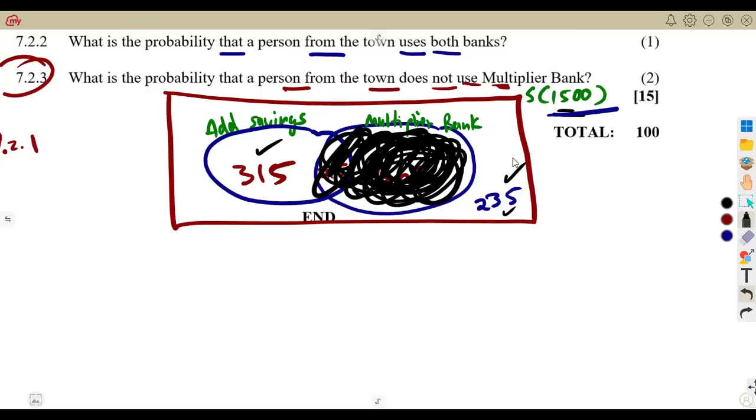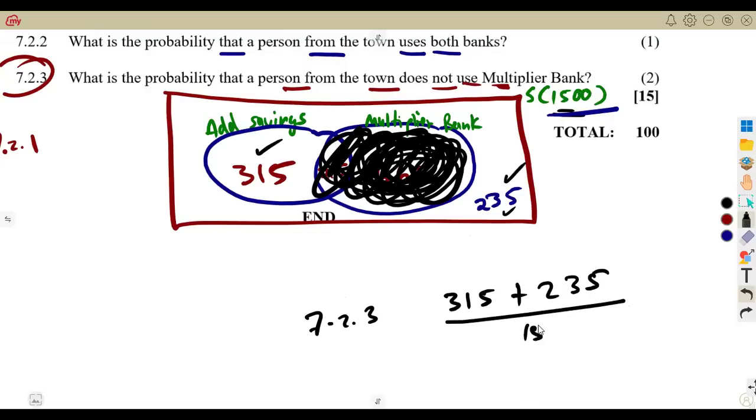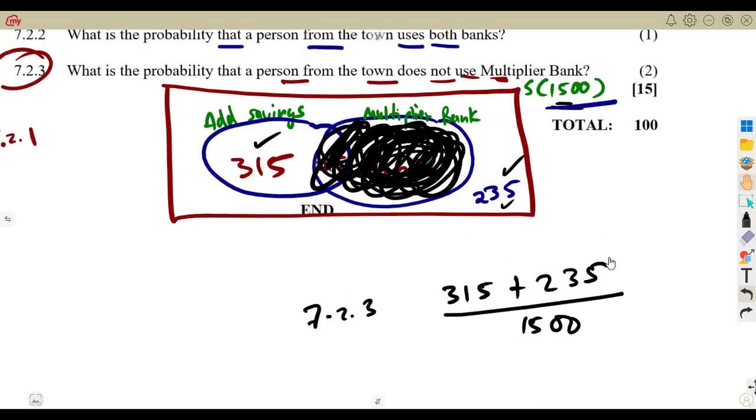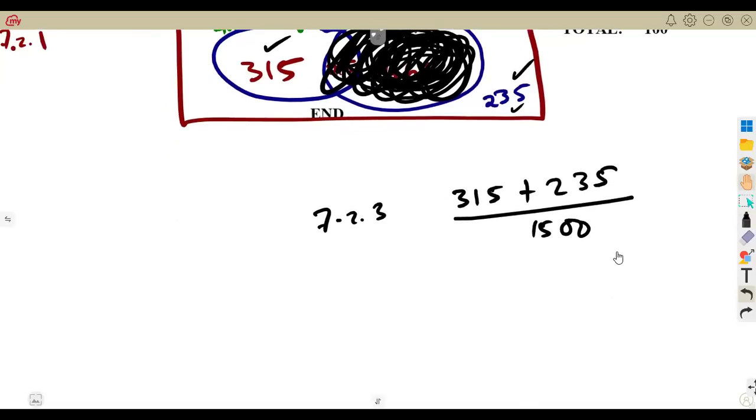They do not use the Ed Savings. They do not use the multiplier. So these are the ones. We add these two. How many do we have? So that was 7.23. It was going to be 315 plus 235 out of the total of 1,500. So that was going to give us 550. It was going to be 550 over 1,500, which is 11 over 30.